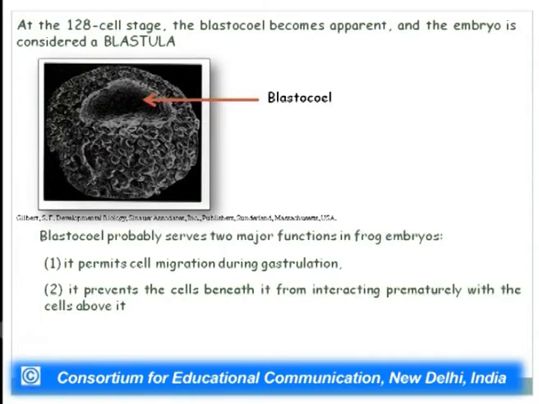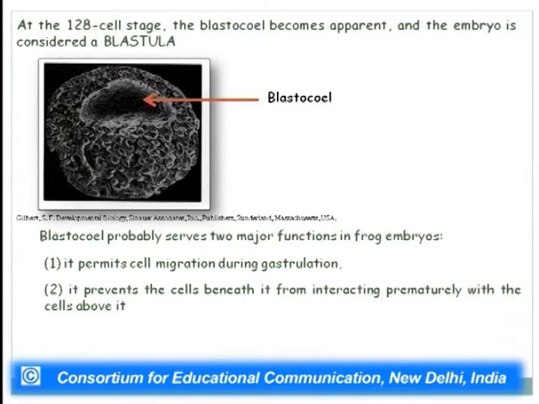And then they also have a mechanism which is called induction, where one cell influences the fate of the other cell. So, right at the initiation, the cells which have different fates are separated, so that they cannot induce each other prematurely to become something else. So, that is also one of the significances of the blastocoel. At the 128 cell stage, when this blastocoel appears, this is termed a blastula, and this blastula is a coeloblastula. We have already talked about the types of blastula. This is a coeloblastula because it does contain the coelomic cavity.